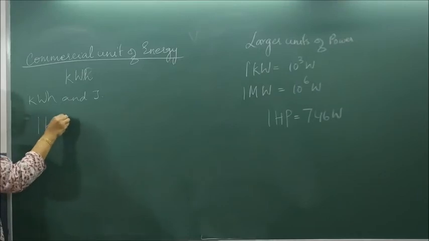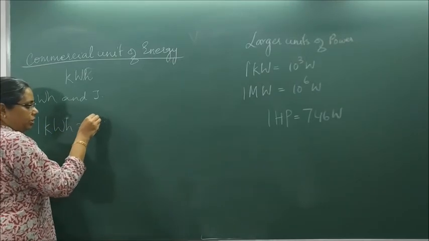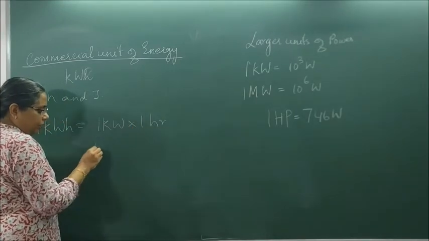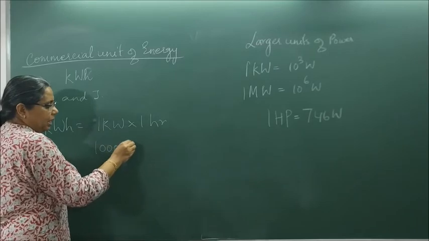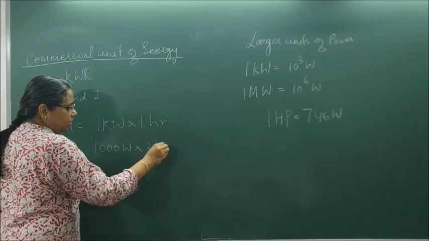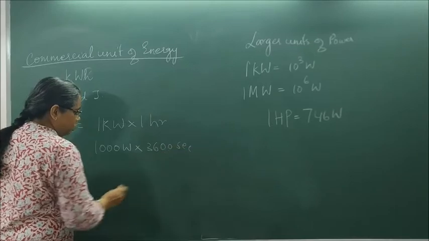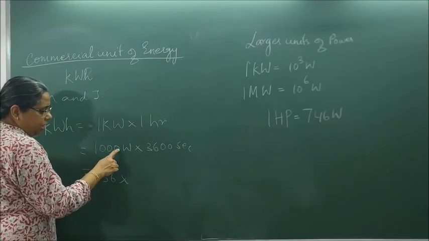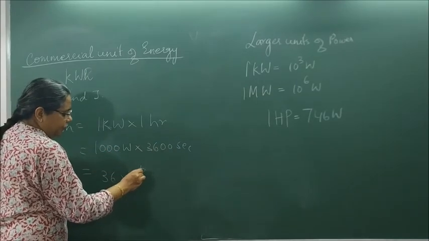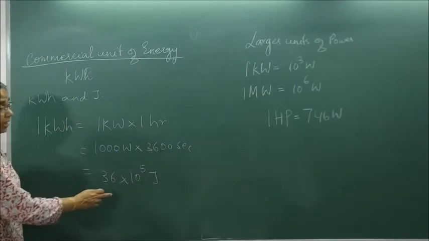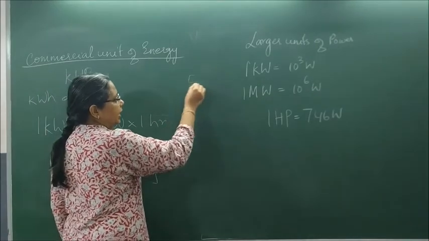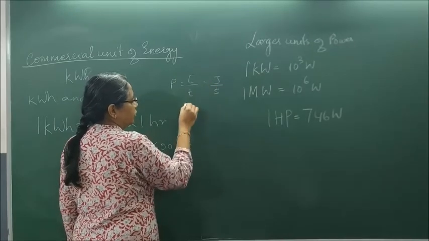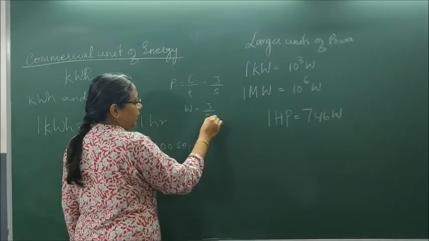1 kilowatt hour is equal to 1 kilowatt into 1 hour. 1 kilowatt is 1000 watts and 1 hour is 3600 seconds. So it is nothing but 36 into 10 to the power of 5 joules. How did I get joules? What did I write? P is equal to E by T, that is joules by second is equal to watt. Watt is equal to joule by second.